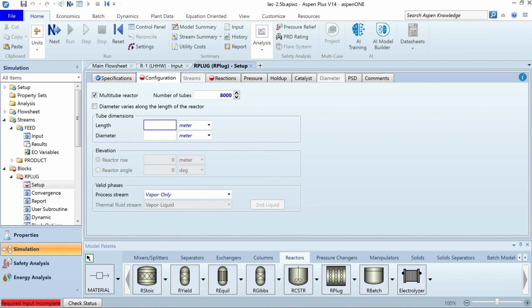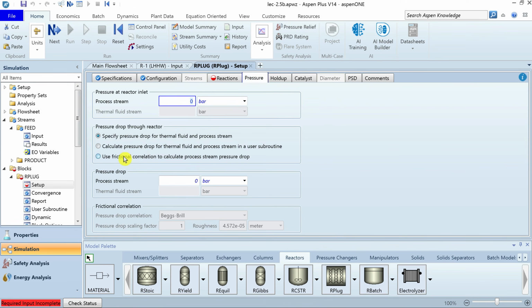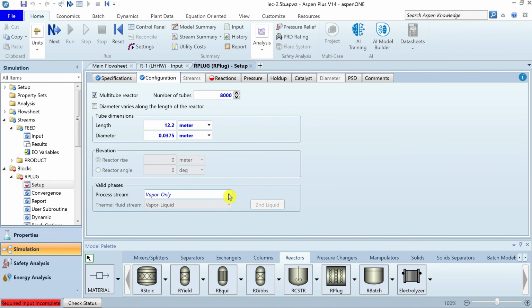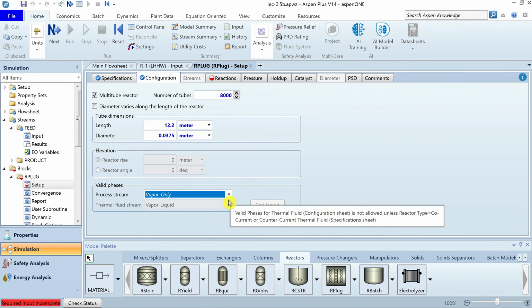Let's define the reactor tube dimensions. Length of the reactor is 12.2 meter and the diameter is 0.0375 meter. It is possible to change the elevation or angle of the reactor. This is particularly relevant for the pressure drop calculations, and this option is activated once a pressure drop correlation is defined in the pressures tab. You can choose the phase between a single phase, two phase and three phase systems. For the given case, let's go with the vapor only.